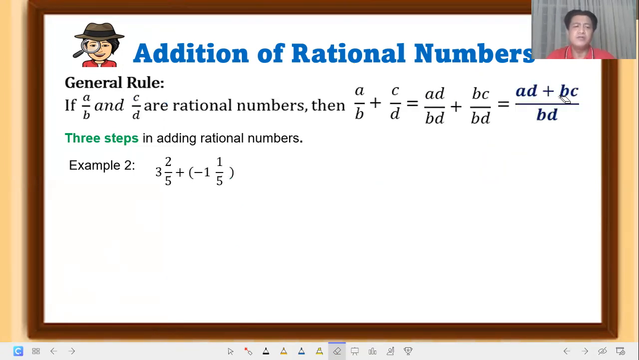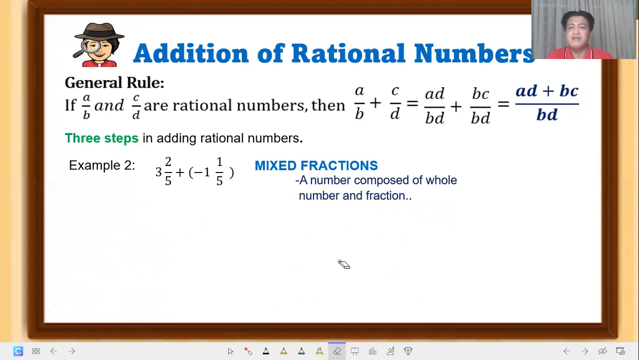Okay, let's do number 2. I have here 3 and 2 over 5 plus negative 1 and 1 over 5. Ang unang gagawin natin, we are going to determine kung anong uri ba ng fraction yung sinusolve natin. So take note, this is a mixed fraction or mixed number. Ano nga bang ibig sabihin ng mixed fraction? This is simply a number composed of a whole number and a fraction.